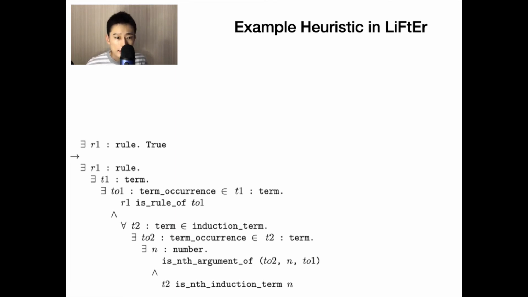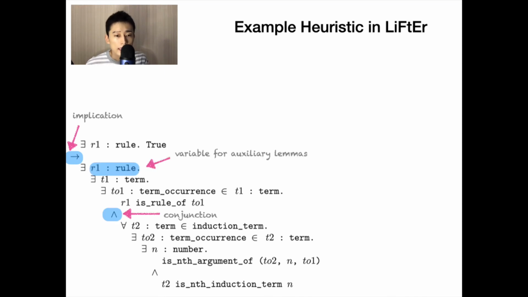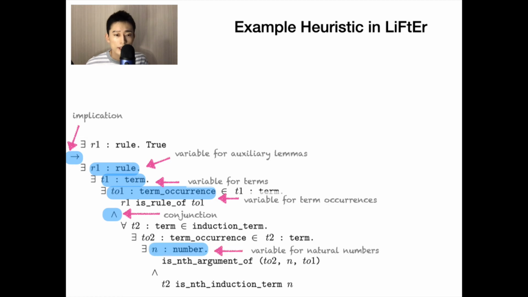This is an example heuristic in Lifter, in which we have implication, conjunction, variables for induction rules, variables for terms, variables for term occurrences, and variables for natural numbers. We also have universal quantifier and existential quantifier.